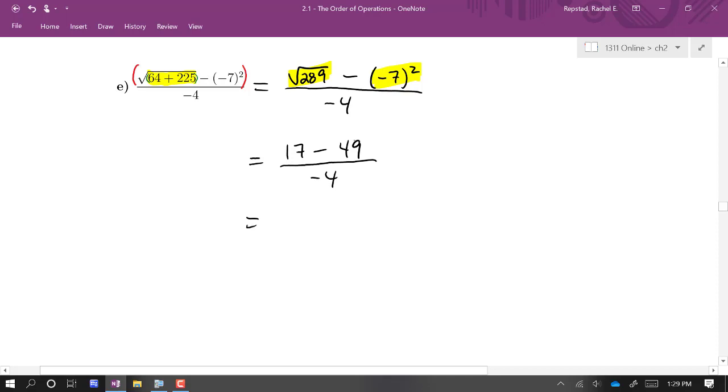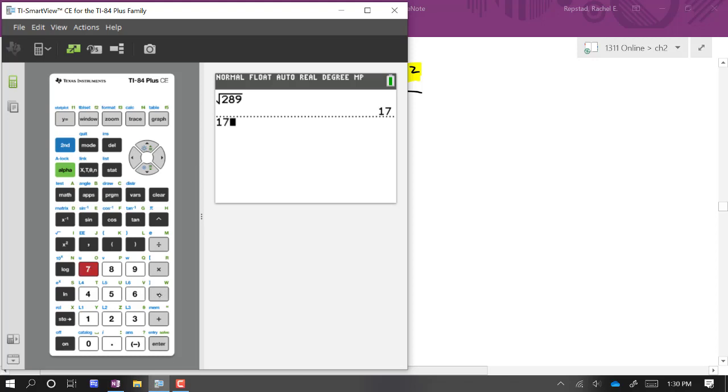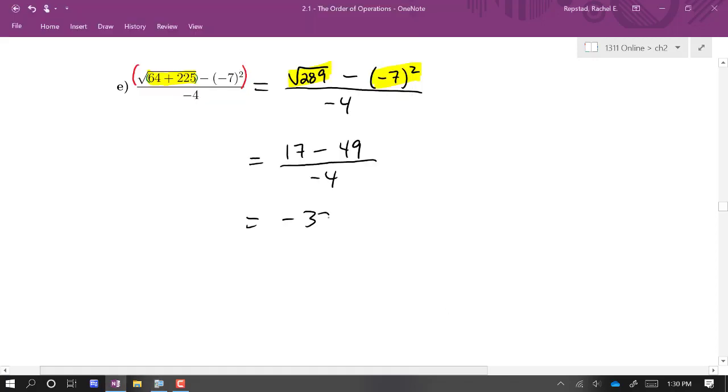Now I can do the subtraction up top. 17 minus 49 is negative 32, divided by negative 4, and that's a negative over a negative, so we get a positive 8.